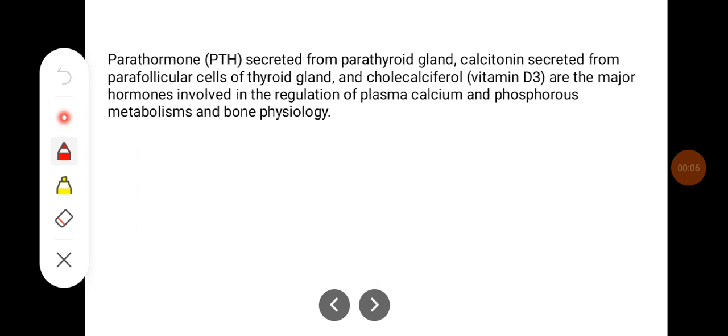In this class, we'll try to learn about parathyroid gland. Before that, we'll try to learn about what are the different hormones that are secreted from parathyroid gland. Parathormone is secreted from parathyroid gland. Calcitonin is secreted from parafollicular cells of thyroid gland, and cholecalciferol.